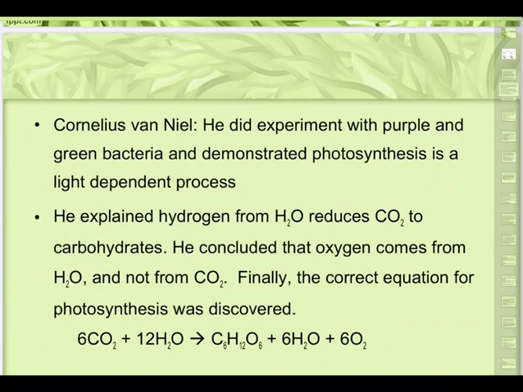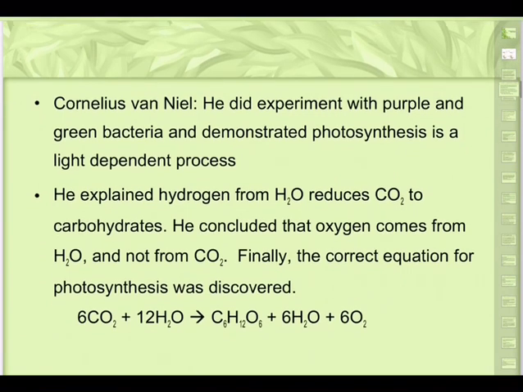And another scientist, Cornelius Van Niel, did experiments with purple and green bacteria. Van Niel, in 1931, demonstrated that some bacteria use H2S instead of H2O in the process of photosynthesis. So we can replace that H2O, water, with H2S, hydrogen sulfide. So he demonstrated photosynthesis as a light dependent process. He explained hydrogen from H2O.